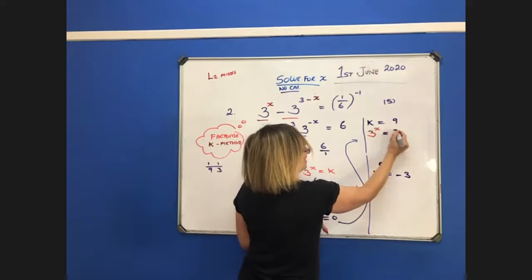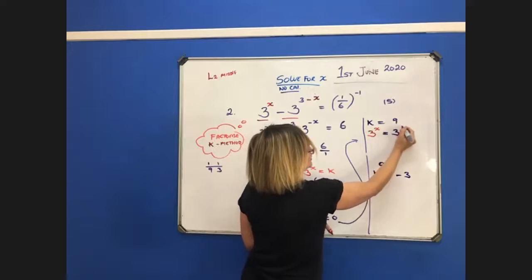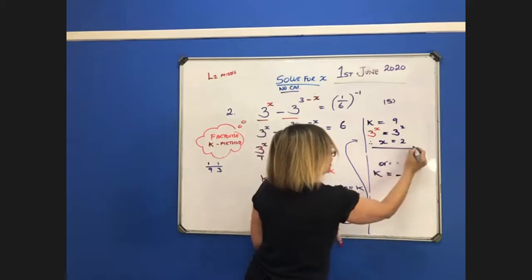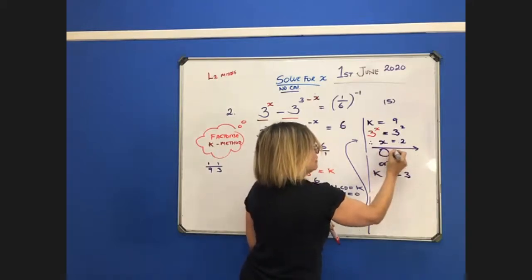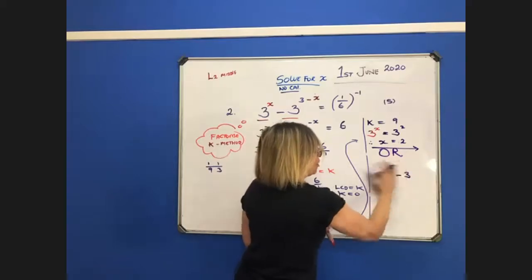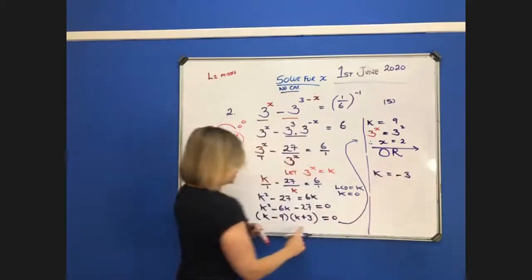That equals 9 is 3. So do you see x, therefore, is 2? Put an arrow and your answer. Big, fat, or. So k could also have been negative 3.